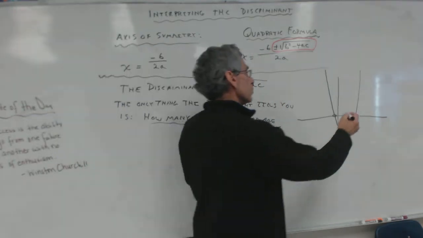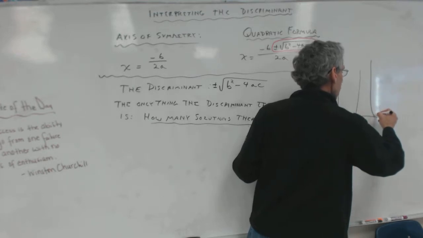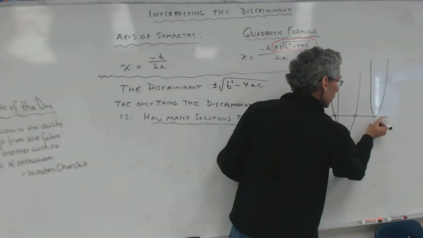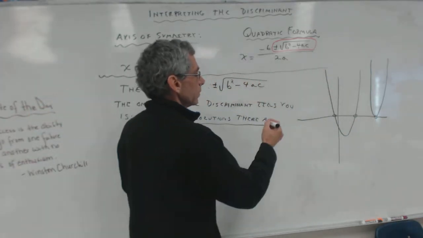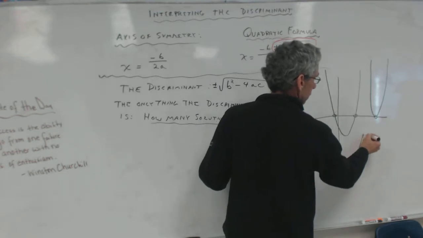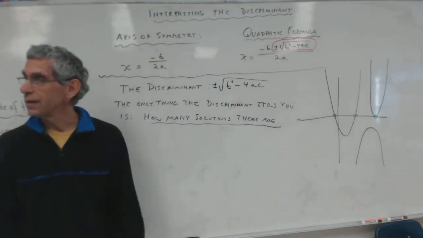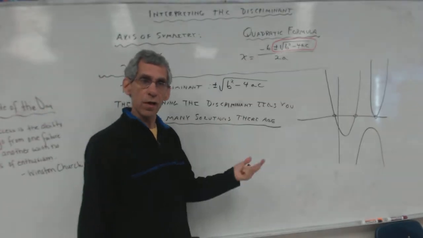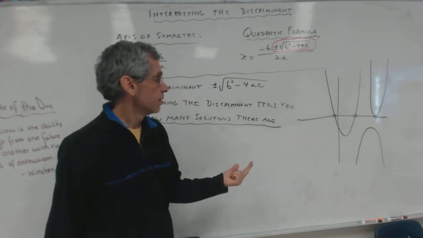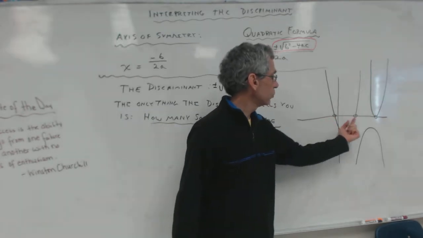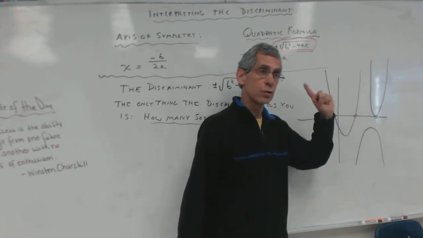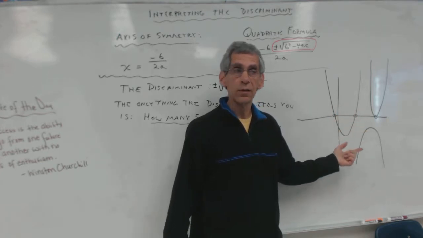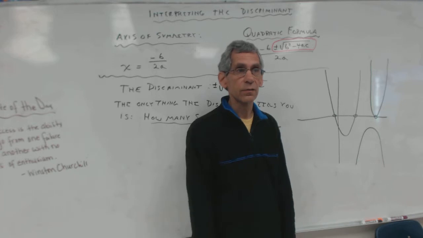What about this one? How many solutions does that have? Only one. What about this? Zero solutions. It never crosses the x-axis. Solutions for quadratics are only when it crosses or touches the x-axis. This crosses in two places, so two solutions. This touches in one place, so one solution. This doesn't touch the x-axis at all, so there's no solution. It's still a parabola, it just doesn't cross the x-axis.